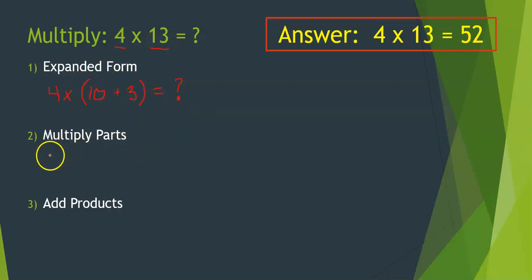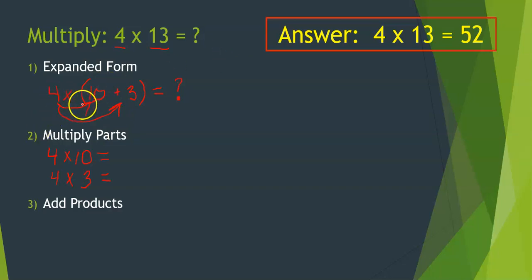So our second step is to multiply the parts. So when I do that, I'm going to multiply my 4 times the 10. And I'm also going to multiply my 4 times the 3. So here I have to multiply my 4 times every number that I put in expanded form. If I had put the 13 in the expanded form of 5 plus 5 plus 3, I would have added one more step.